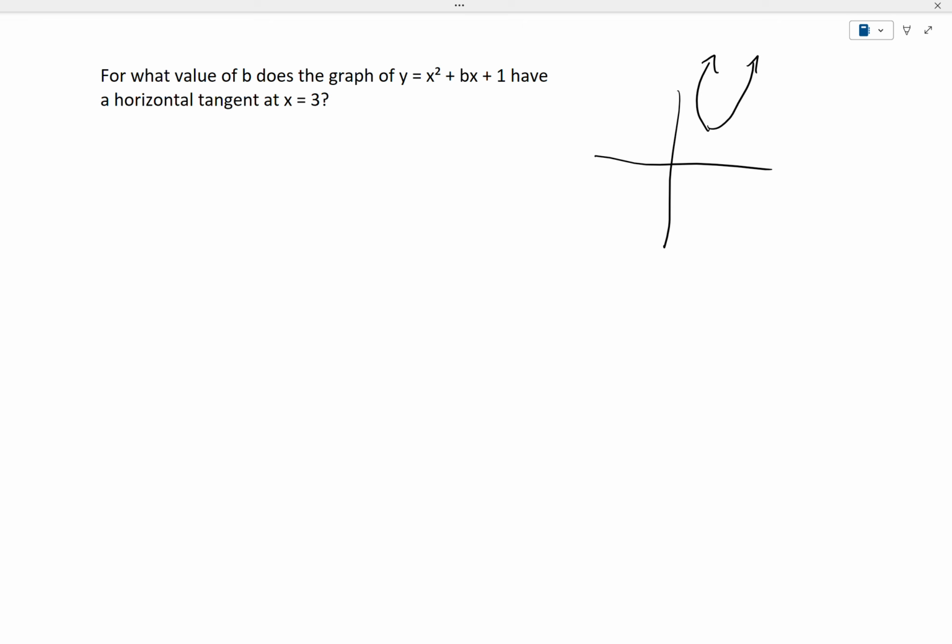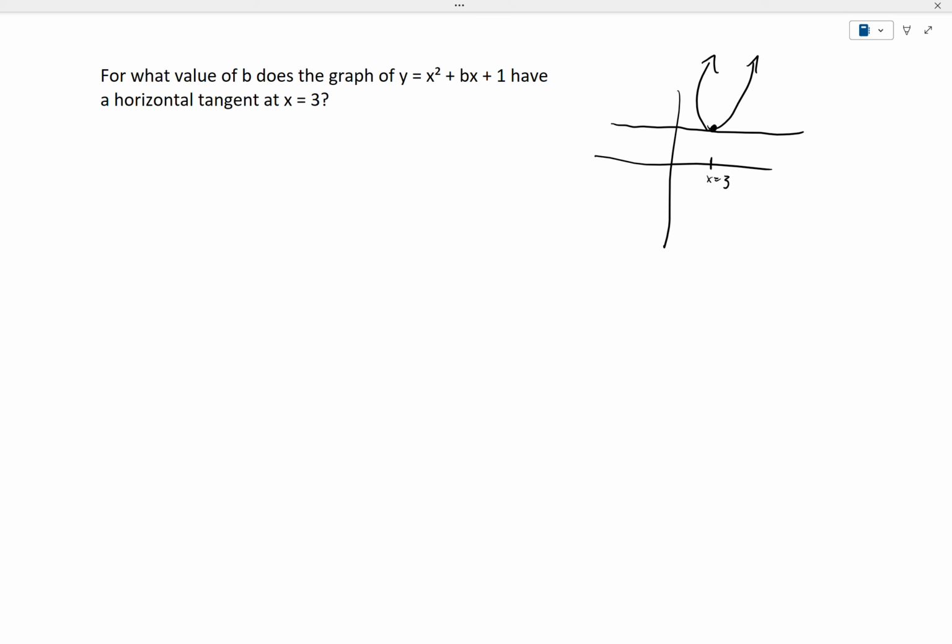So a horizontal tangent, a tangent line that is completely horizontal, we know that's only going to occur at the vertex of the parabola, and it's at x equals 3. Okay, so we could maybe do some algebra here and just figure that out, but let's do it the calculus way.